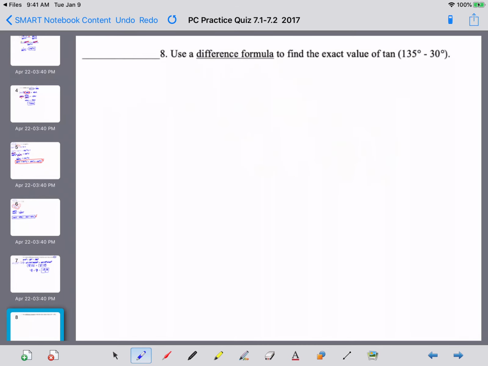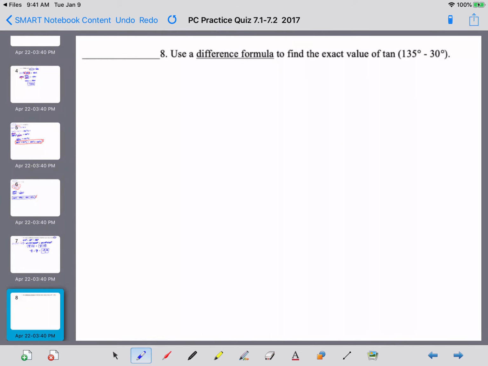Okay. And then 8 tells us we have to use the difference formula to find the exact value of tangent 135 minus 30. So if you use your subtraction formula for tangent, that means that when we split this up, we are going to think of this as our x and this as our y. Let's start filling stuff in here.